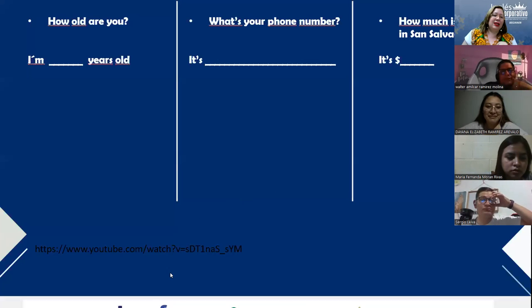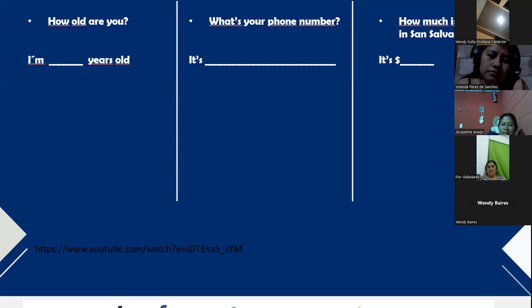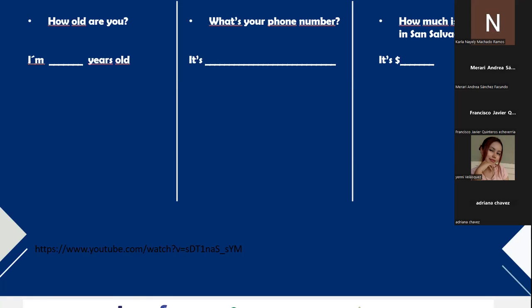All right, very good. And how old are you, Sergio? I am 29 years old. All right. How old are you, Jacqueline? I am 38 years old. Okay, Yolanda, how old are you? I am 35 years old. Okay, years. Yeah, sometimes the tongue twists. It doesn't matter, okay? Wendy Sophia, how old are you? I am 25 years old. All right, great. Miss Wendy Baires, how old are you? I am 35 years old.